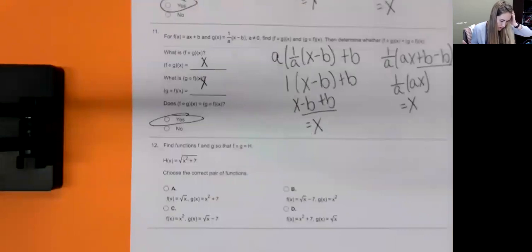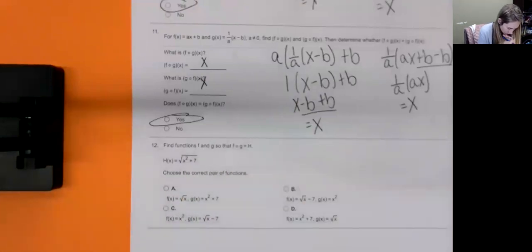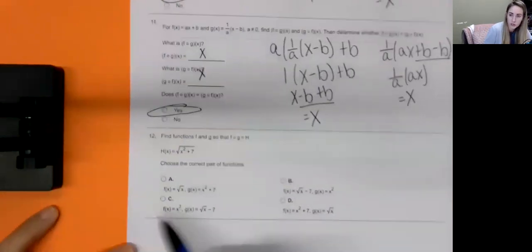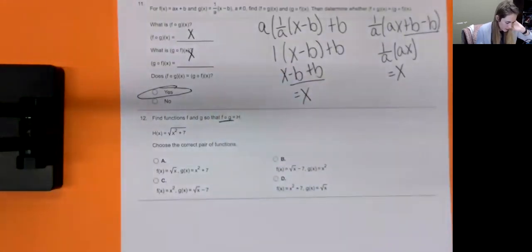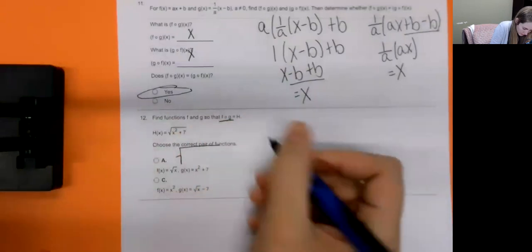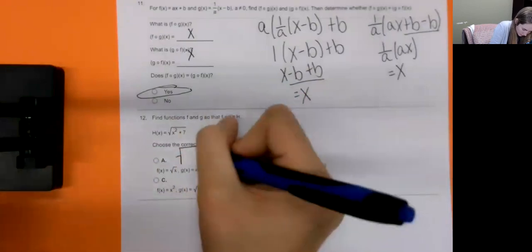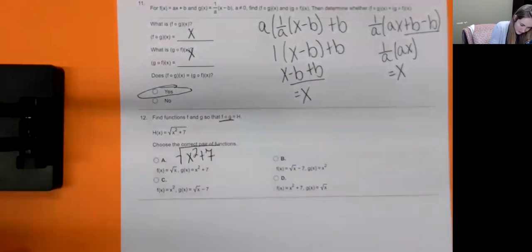Find functions f and g so that f of g equals h. So they have h of x equals the square root of x squared plus 7. On this one, I think the easiest thing to do would be to go through here and write them all out. So they're saying f of g. We're going to take our g function and put it into our f function. So a is the square root of x, so we'd have the square root, and then instead of x, we're going to put in x squared plus 7. Well, that's the answer. But let's keep going.